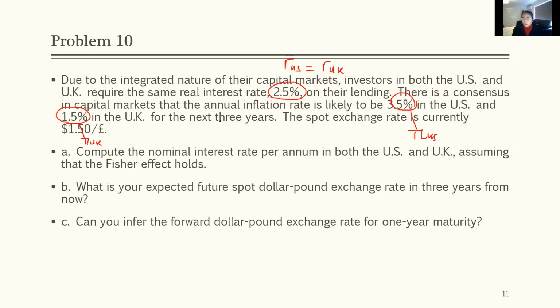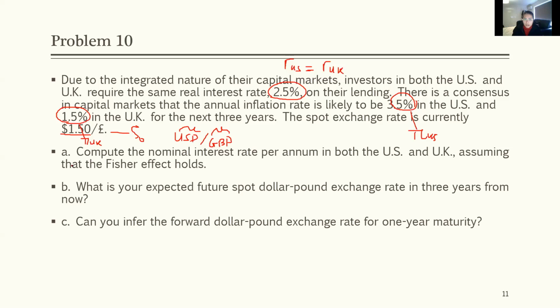So the spot exchange rate is currently 1.5. So this is my S0. And the currency pair I'm dealing with is the USD over the pound. Okay, so here the pound is the commodity currency and the USD is the measurement currency.